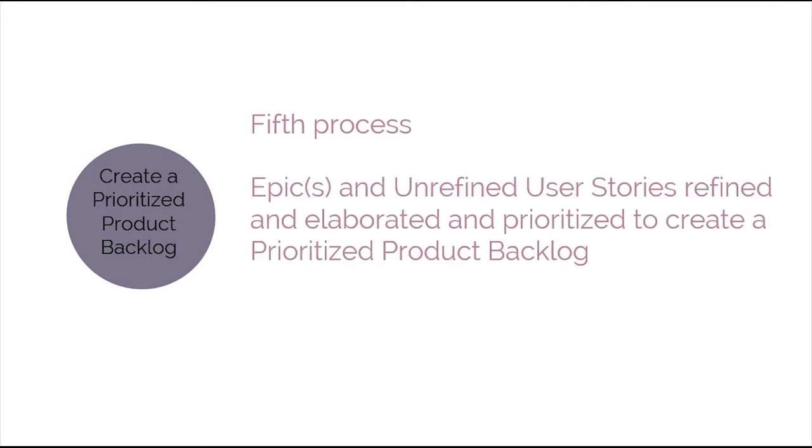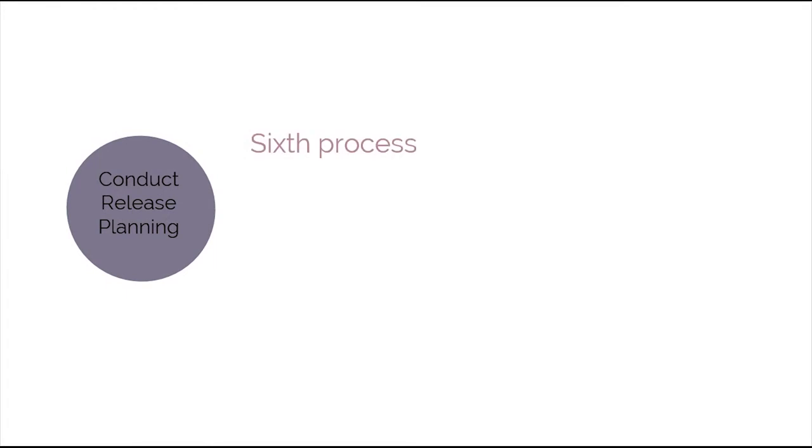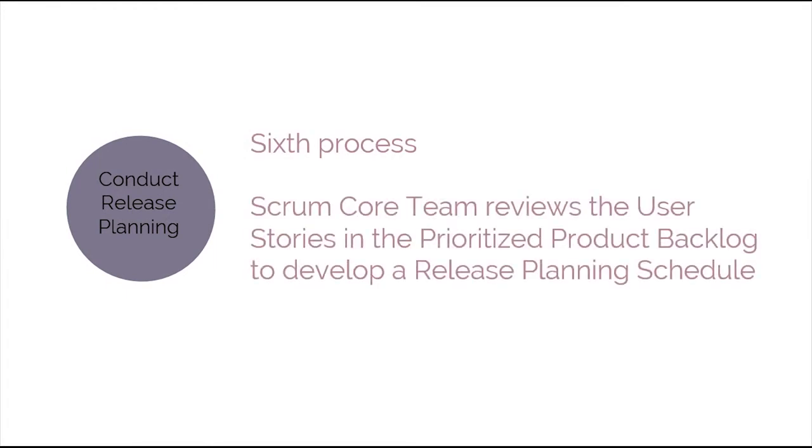Create a prioritized product backlog is the next process. In this process, epics and unrefined user stories are refined and elaborated, then prioritized to create a prioritized product backlog for the project. The done criteria is also established at this point. The last process classified under the Initiate phase is Conduct Release Planning. In this process, the Scrum core team reviews the user stories in the prioritized product backlog to develop a release planning schedule, which is essentially a phased deployment schedule that can be shared with the project stakeholders.